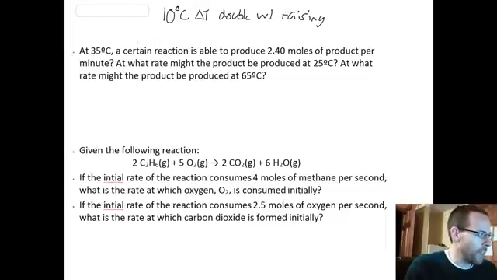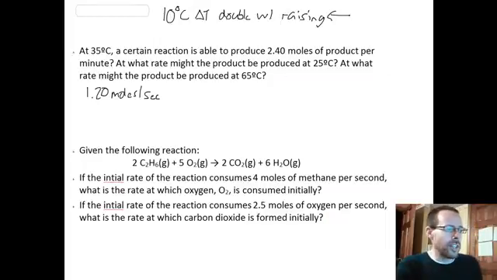So here is an example. At 35 degrees Celsius, a certain reaction is able to produce 2.4 moles of product per minute. At what rate might the product be produced at 25 degrees Celsius, if we just use our rule of thumb? Is it always true? No, but it's approximately true with many reactions. So we are decreasing our temperature by 10 degrees. Our molecules are moving less quickly, so our rate should go down, and it should be halved. So if our initial rate is 2.4 moles per second, if we drop our temperature by 10 degrees, we might expect a rate of 1.20 moles per second.